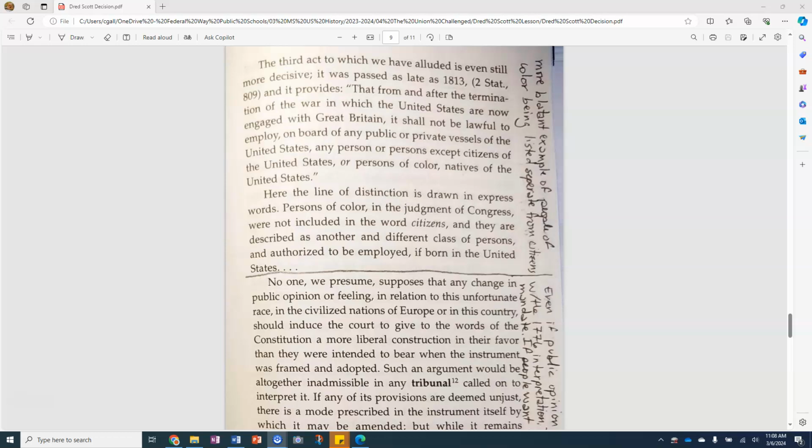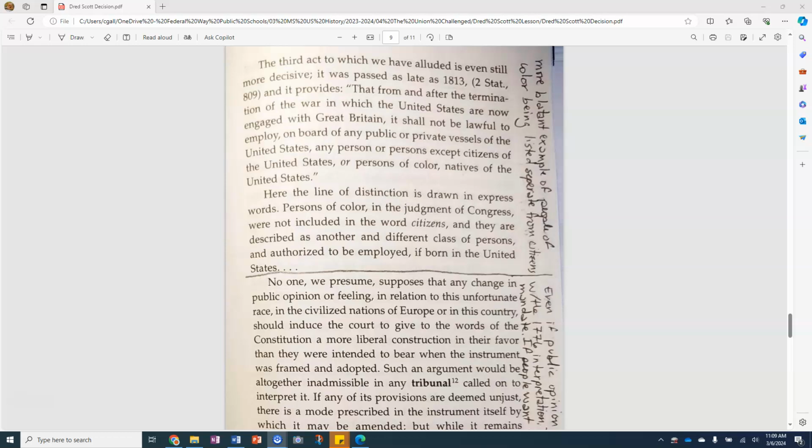Here, the line of distinction is drawn in express words. Persons of color, in the judgment of Congress, were not included in the word citizens, and they are not described as they are described as another and different class of persons authorized to be employed if born in the United States. All right, so he's going to give us a third example here.